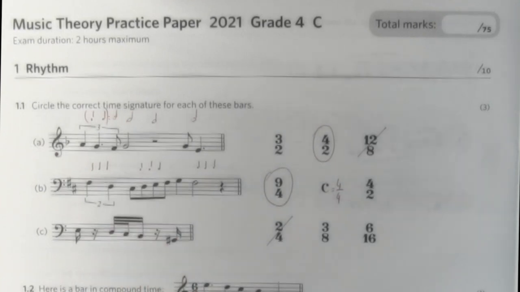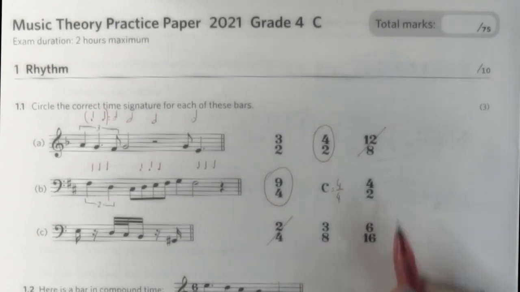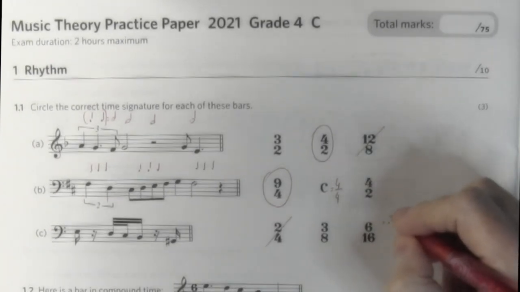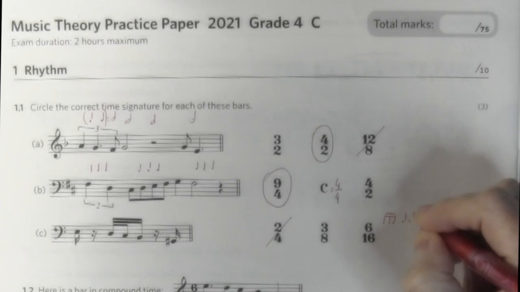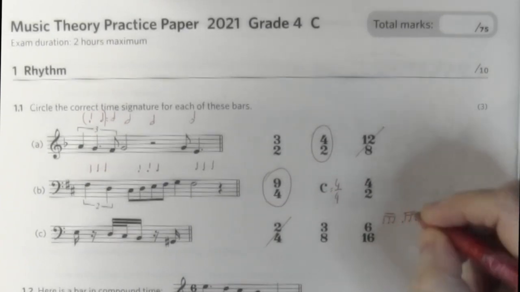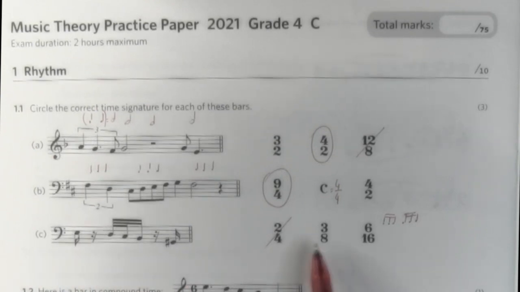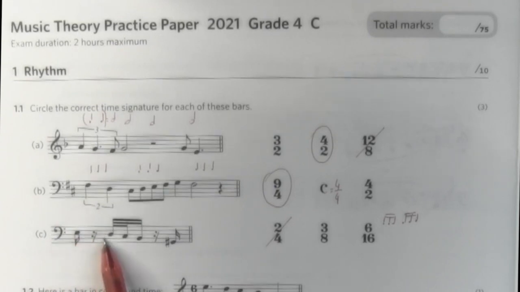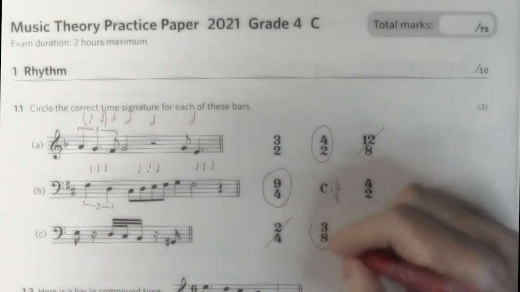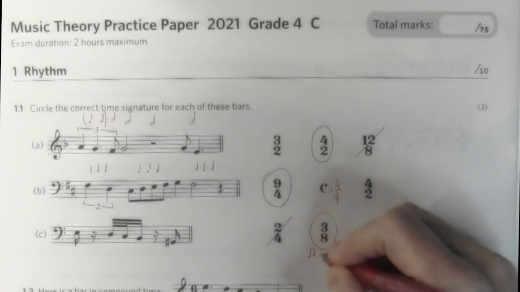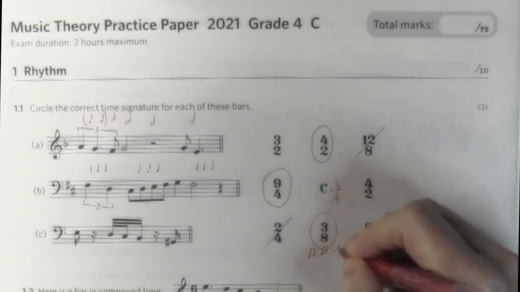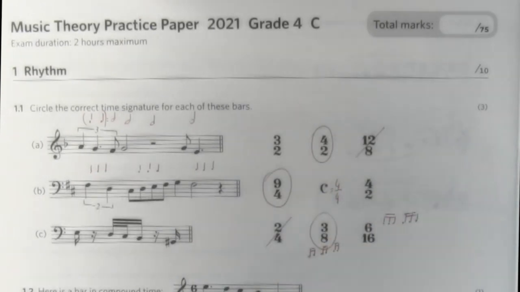In this case, I think this is in 3/8, because 6/16 would be grouped in 3. 1, 2, 3, and 1, 2, 3. But in this case, we have a 3/8 because it's simple time. 1, 2, and 3. They are grouped in 2. So here we have 1, 2, and 3 semiquavers. That's it.